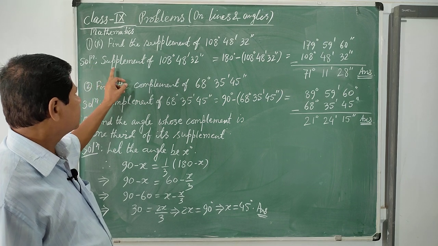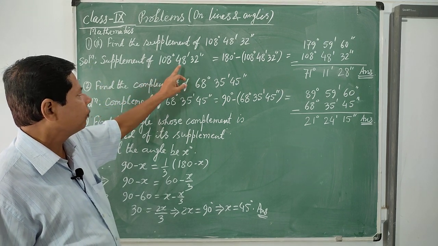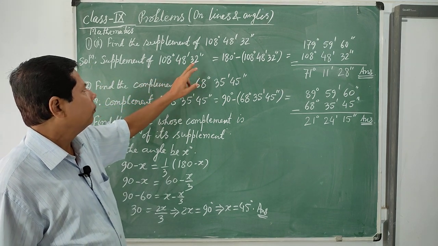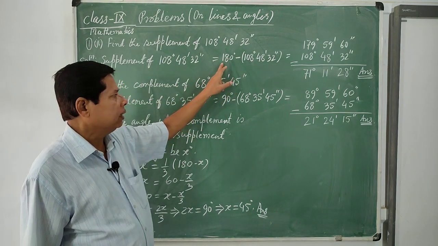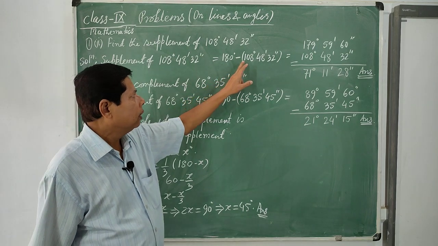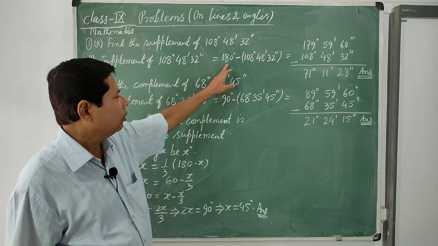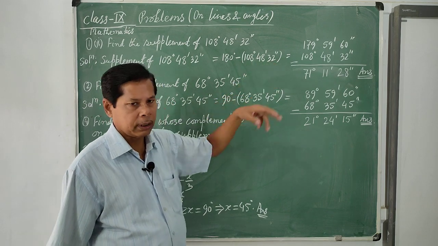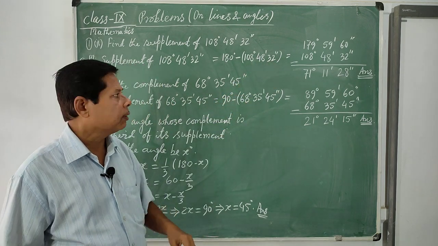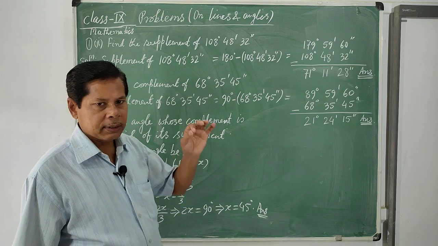Now, the solution: the supplement of 108 degree, 48 minutes, 32 seconds will be equal to 180 degree minus that. So, here 180 degree is given, from which we are to subtract 108 degree, 48 minutes, 32 seconds. The question is, how shall we subtract it? It is very simple.